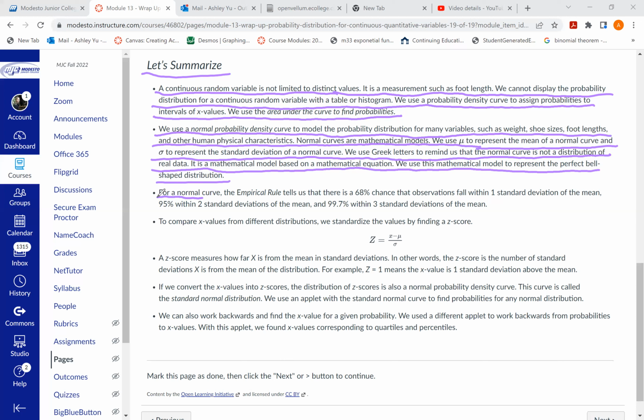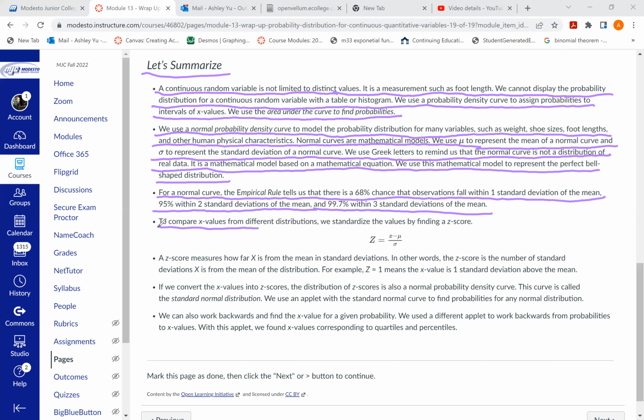For a normal curve, the empirical rule tells us that there is a 68% chance that observations fall within one standard deviation of the mean, and 95% of them will fall within two standard deviations of the mean, and 99.7% will fall within three standard deviations of the mean.